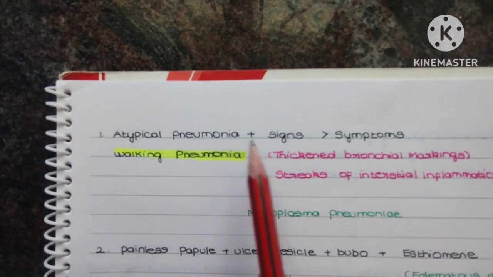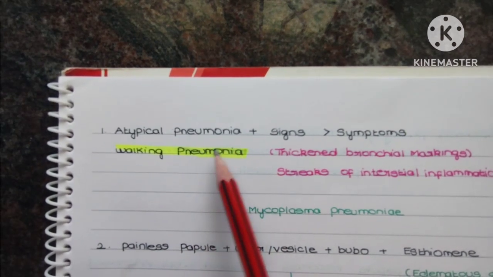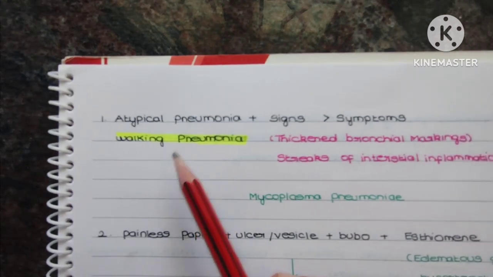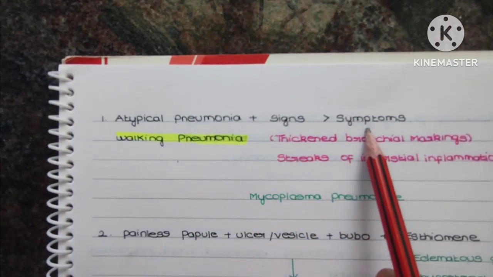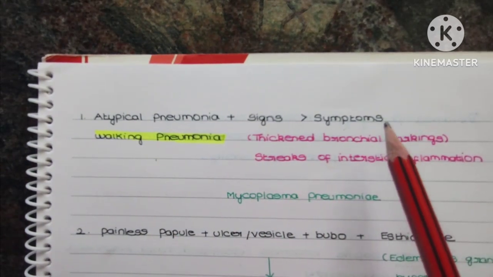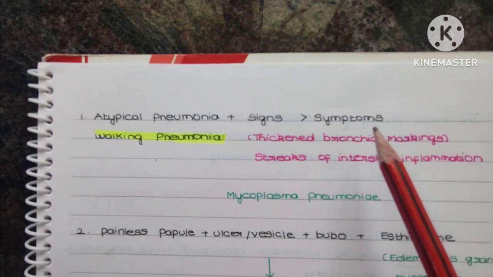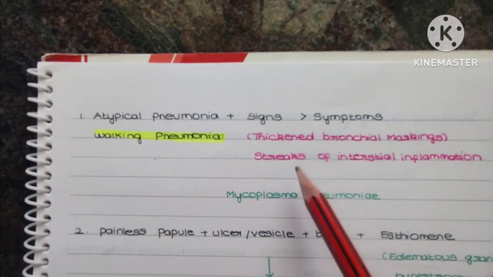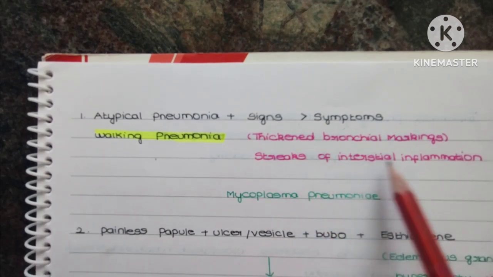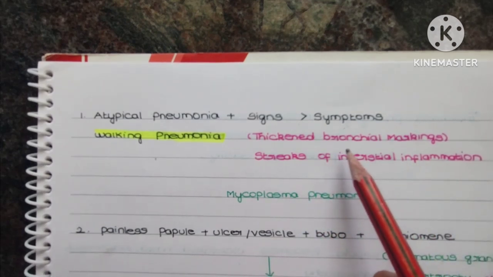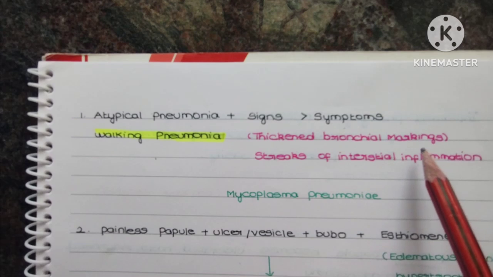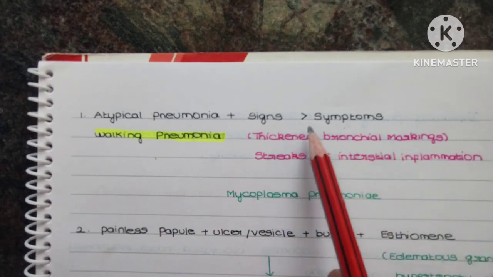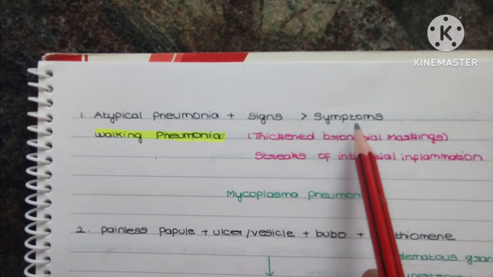Atypical pneumonia. If the history is like that, if there is atypical pneumonia or walking pneumonia, then the signs will be more than the symptoms of the patient. Like in X-rays, you will be able to see interstitial inflammation, and the bronchial markings will be very prominent. So the signs will be more than the symptoms.